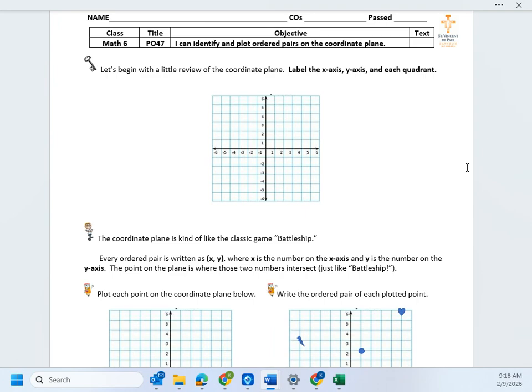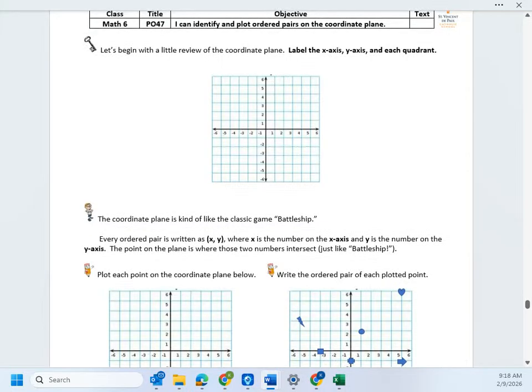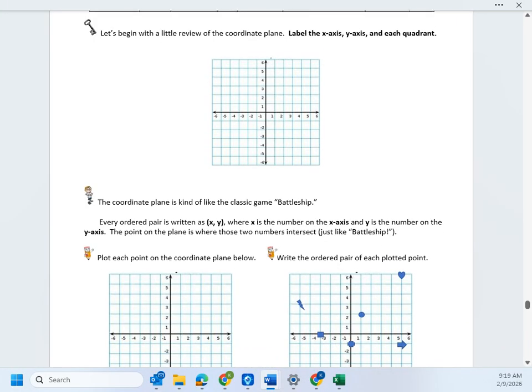So this first lesson shouldn't be too challenging for us because we just had a review on graphing, which is what this is. We did graphing in 5th grade. Now we're doing a little bit more of a review of graphing. So let's begin. So we're doing PO 47. It is a PO. You do need to know how to graph on a coordinate plane. PO 47 is I can identify and plot ordered pairs on the coordinate plane.